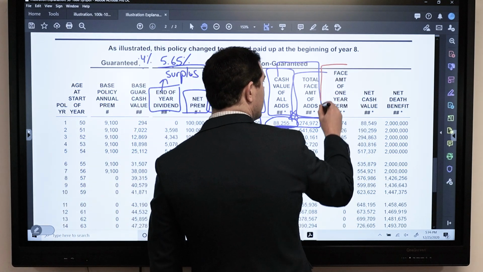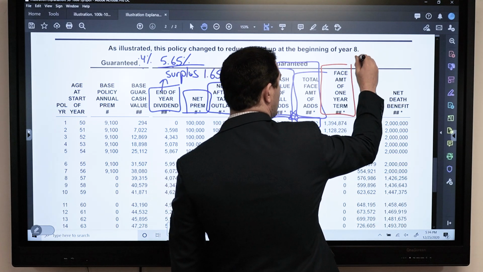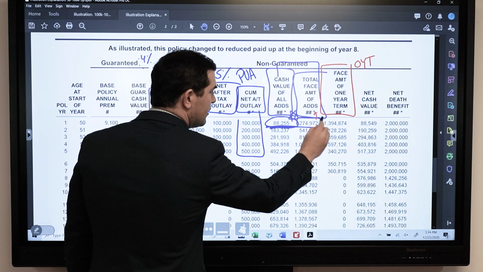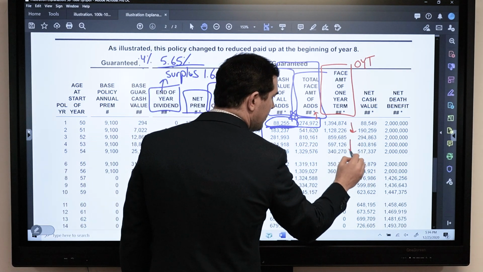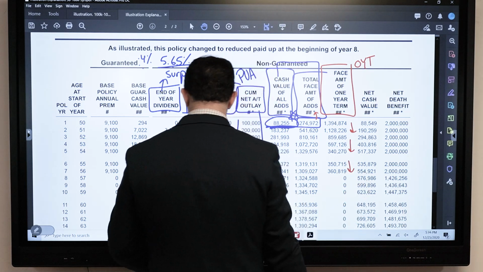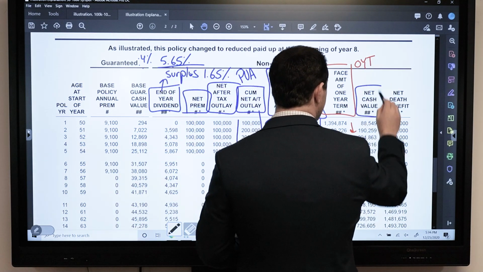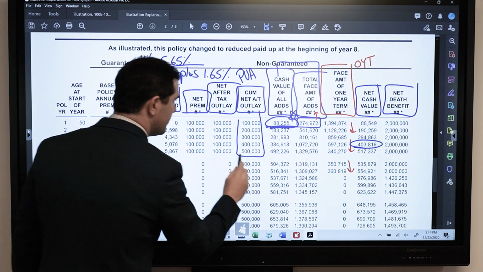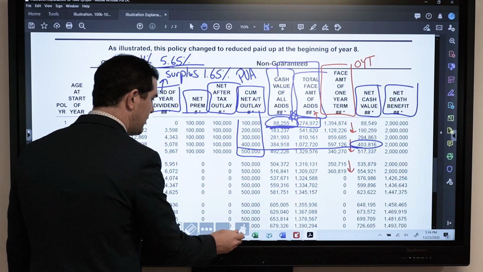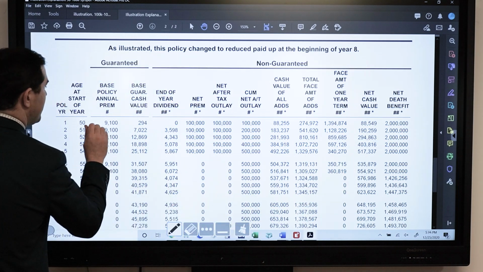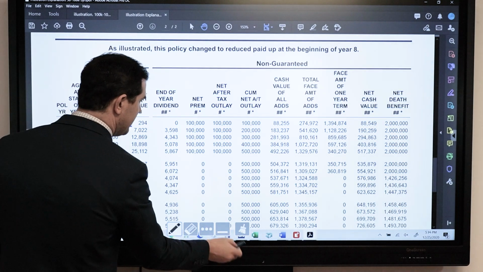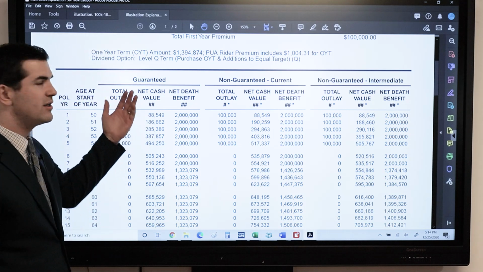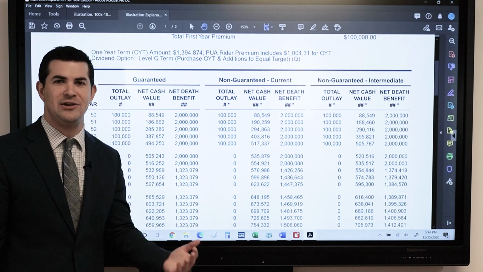Face amount of 1 year term. This is the 1 year term rider. As your whole life goes up, your term comes down over time. Then we've got the net cash value and net death benefit. Breaking even year 4, very attractive. The company only overcharges us for the base premium in the first year in this example, not the first and second. And then we can also run a custom report with custom guaranteed values based off of our total net payment.